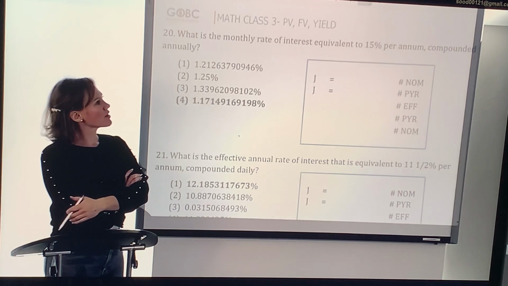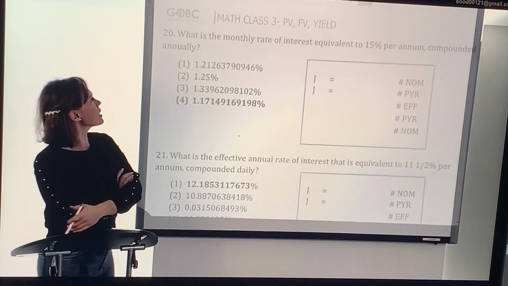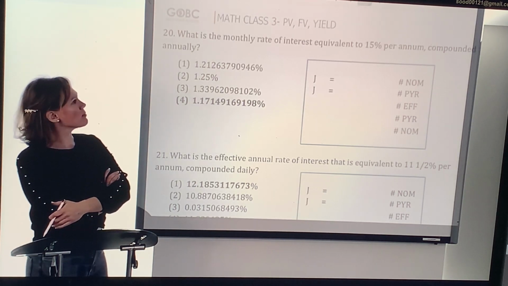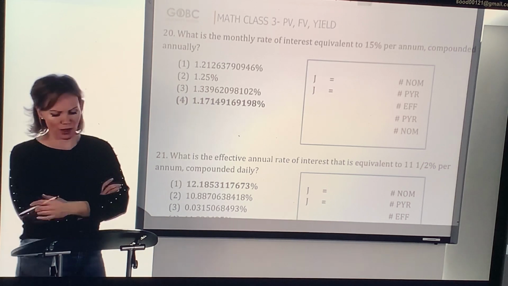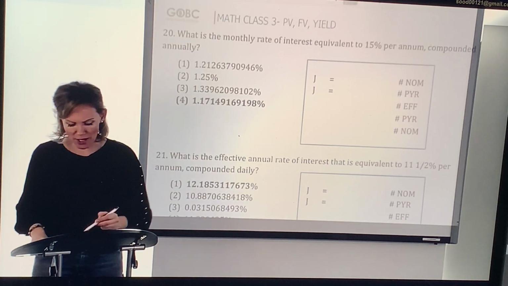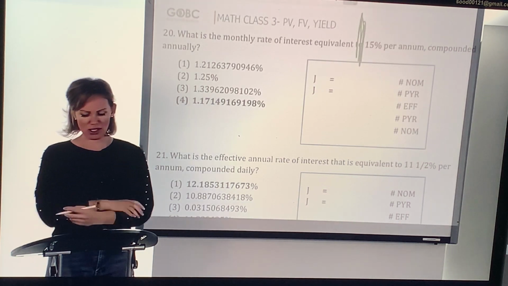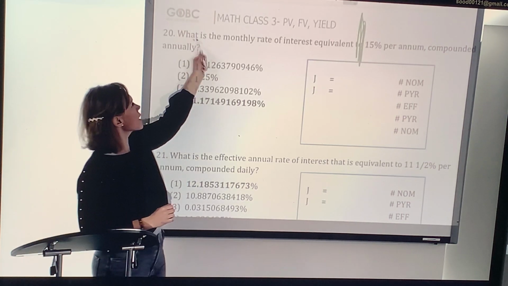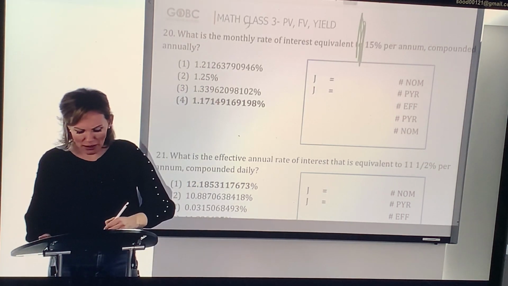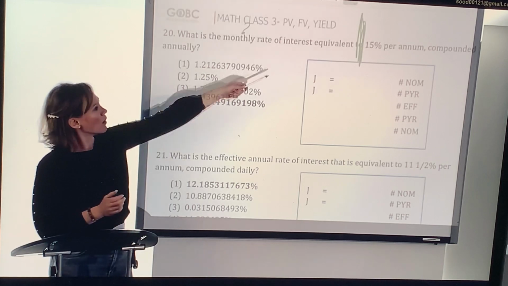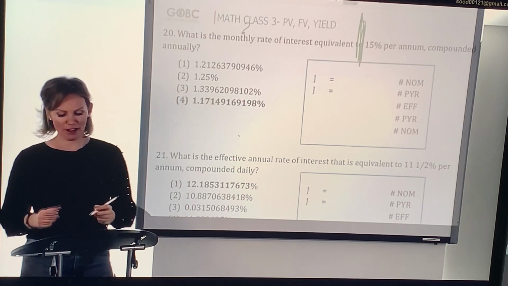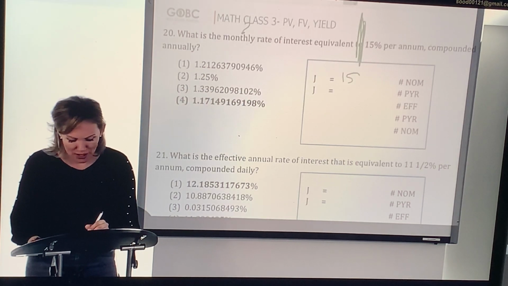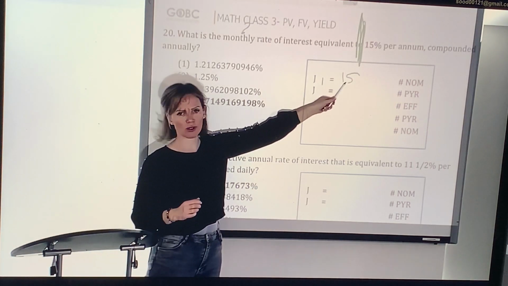What is the monthly rate of interest equivalent to 15% per annum compounded annually? So what's the monthly rate of interest equivalent to? Can I keep it simple for you? Every time I have the rate, I'll just draw the line, just like that. Whatever they ask you is what they're looking for. They want the monthly rate. And whatever's on the other side, that's what I have. So right now I have 15% compounded annually, which is J1. So I have J1 equals 15.